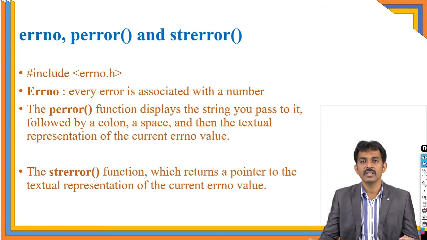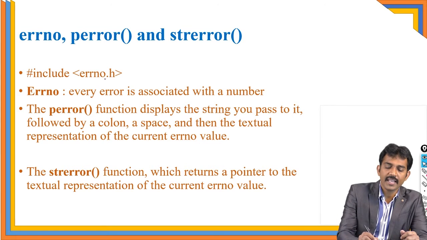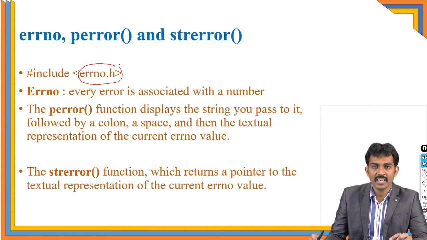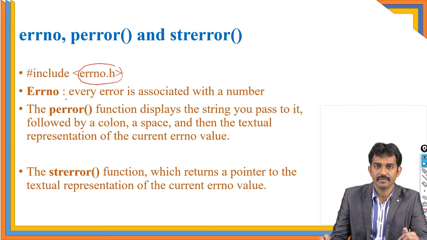First, these are the functions: errno, perror, and strerror. These are the three available. The first one is a variable name. All these, the variable and the functions, are available in the errno.h library. Before using errno, perror and strerror, you should include the library. In errno, every error is associated with a number, and that number is stored in errno. We'll see this practically.